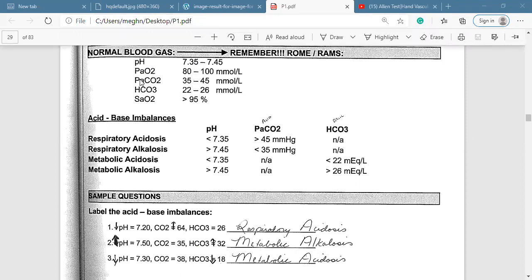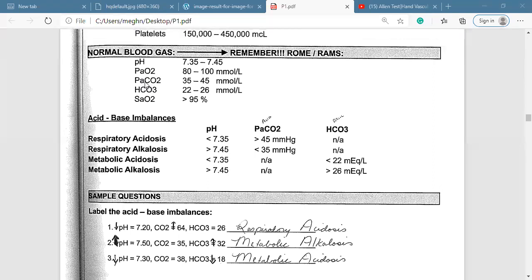Now go for the second one, and this one is the carbon dioxide. Rule number 2, carbon dioxide is a marker for respiratory. When carbon dioxide is abnormal, it means a respiratory problem, right? So carbon dioxide is a marker of respiratory problem. And bicarbonate ion, HCO3, is a marker for metabolic problem, right?